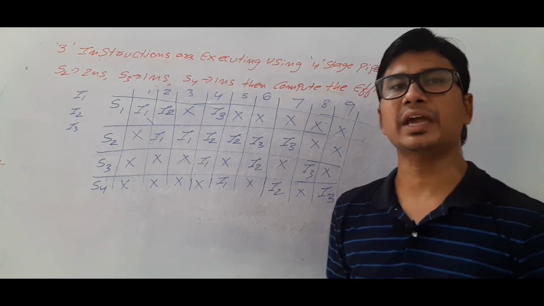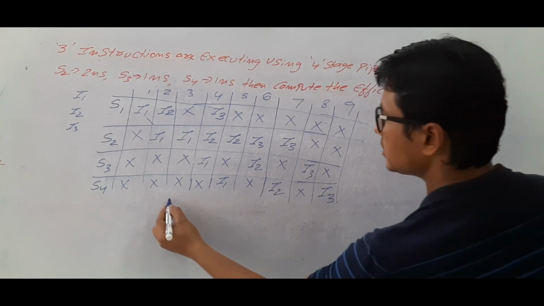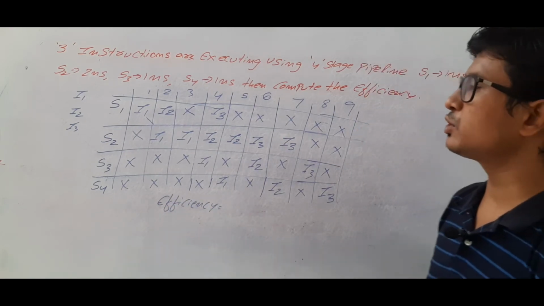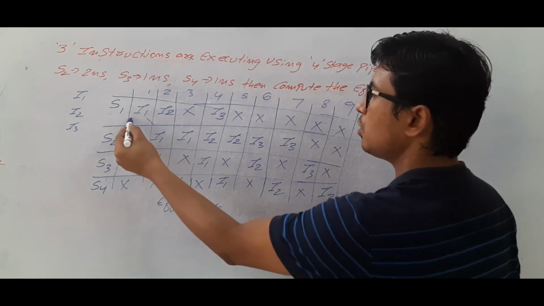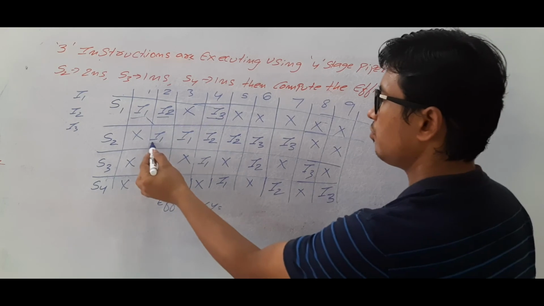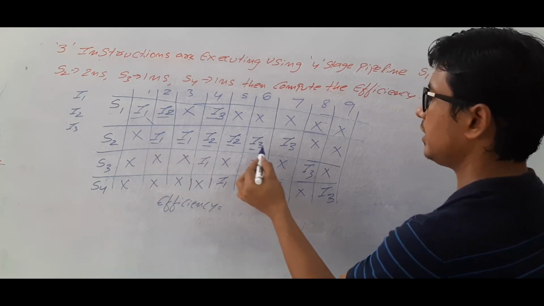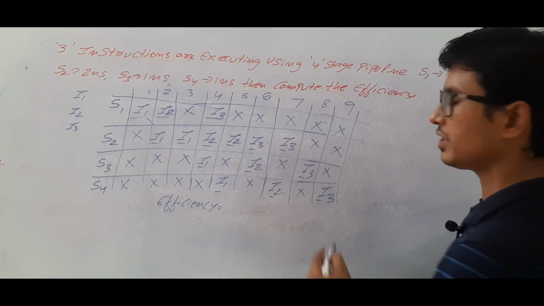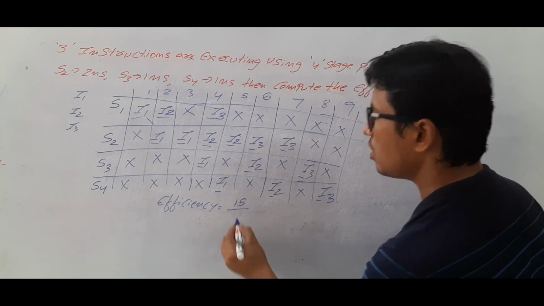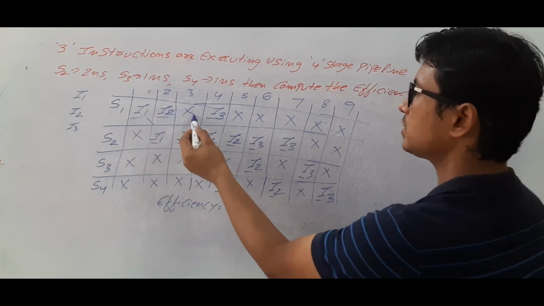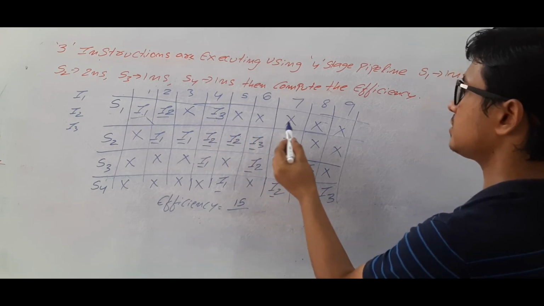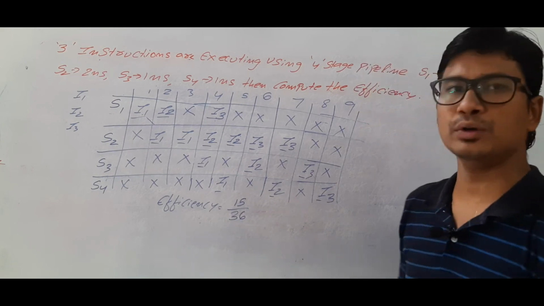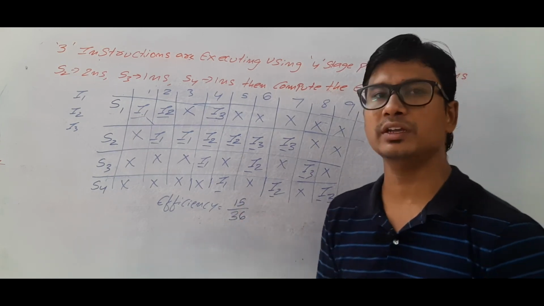So now we need to calculate the efficiency. Efficiency is equal to the number of cycles utilized. How many cycles have you utilized? 1, 2, 3, 4, 5, 6, 7, 8, 9, 10, 11, 12, 13, 14, 15. 15 cycles you have utilized. Out of how many cycles? 1, 2, 3, 4, 5, 6, 7, 8, 9. 9 fours are 36 cycles. Out of 36 cycles, you have utilized only 15 cycles.